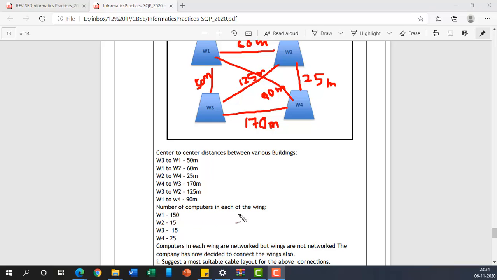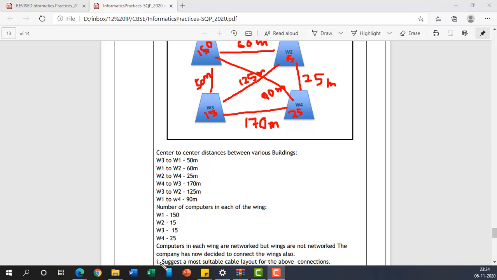Fine. The number of computers in each wing is 150 in W1, and 15 in this wing, and 15 in W3, that's perfectly fine. And then we have a 25. So this is the basic information we get, and I have drawn it on the screen.